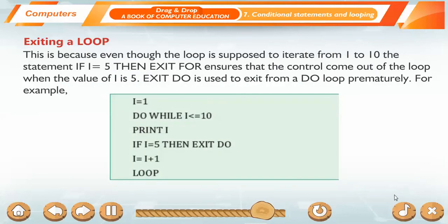This is because even though the loop is supposed to iterate from 1 to 100, the statement if I equal to 5, then exit for ensures that the control comes out of the loop when the value of I is 5. Exit do is used to exit from a do loop prematurely. For example, I equal to 1. Do while I is less than or equal to 10. Print I. If I equal to 5, then exit do. I equal to I plus 1.